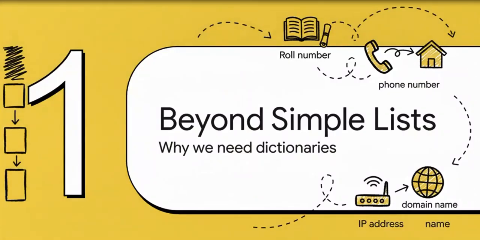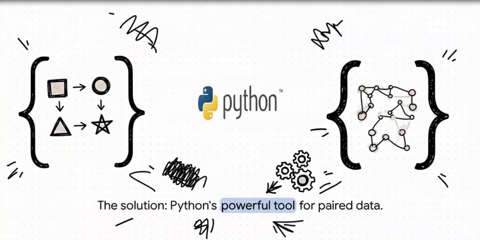And that really sets the stage for why we even need something more than just a simple list. Look, lists are awesome, don't get me wrong. They're fantastic for an ordered line of items, but they kind of fall flat when you've got data that naturally comes in pairs, like a roll number and a name, or a username and a password. And this is exactly where Python gives us this beautiful, elegant solution. It's called a dictionary, and it was literally built from the ground up to handle these kinds of relationships. It's going to make your code way more efficient and a whole lot easier to read.